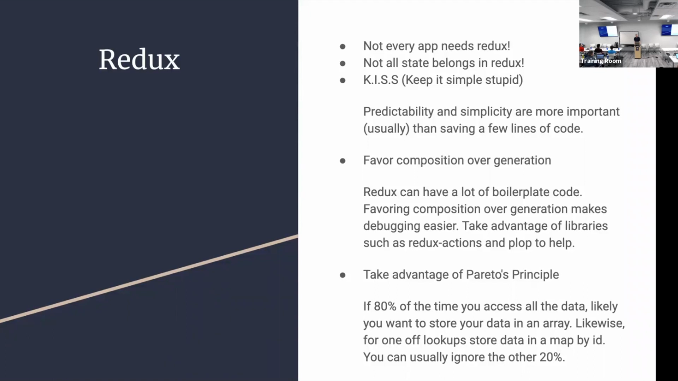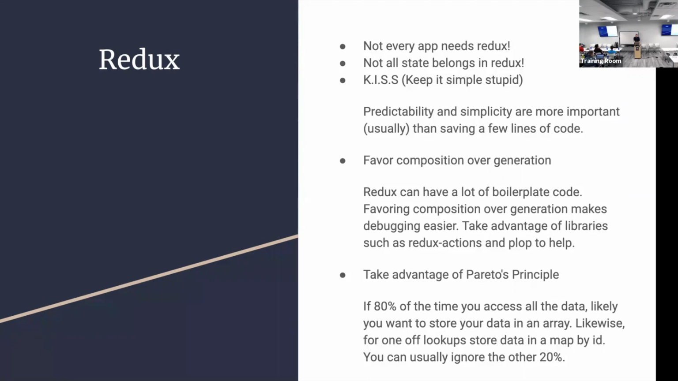Favor composition over generation, right? Sometimes with Redux, there's tons of boilerplate code. And it's really easy to be like, I'm gonna dynamically generate all my actions and all the handlers because I do the same thing in 99% of them. You can do that, but you're not gonna like it when you have to debug that and you have magic functions handling things that aren't anywhere in your source code. So personally, I hate black magic, which is what generation is most of the time.